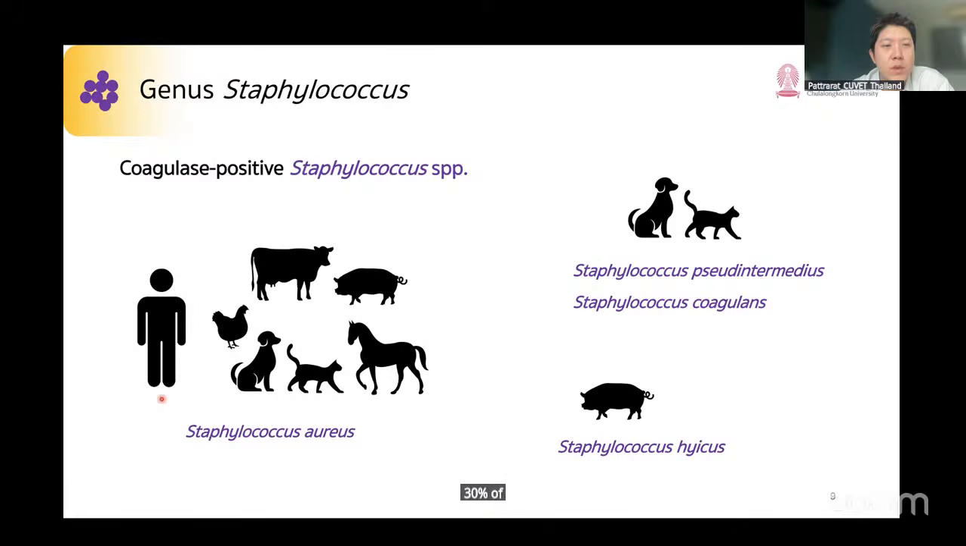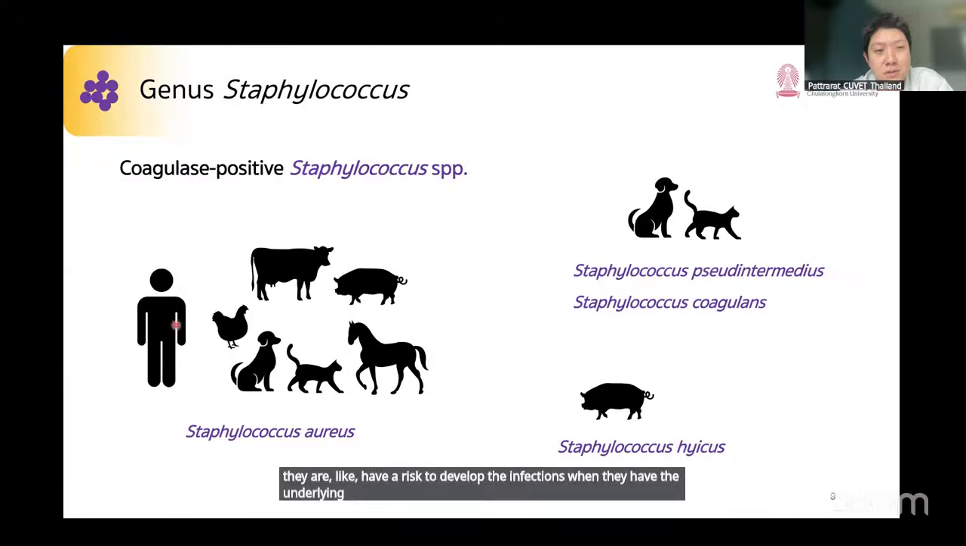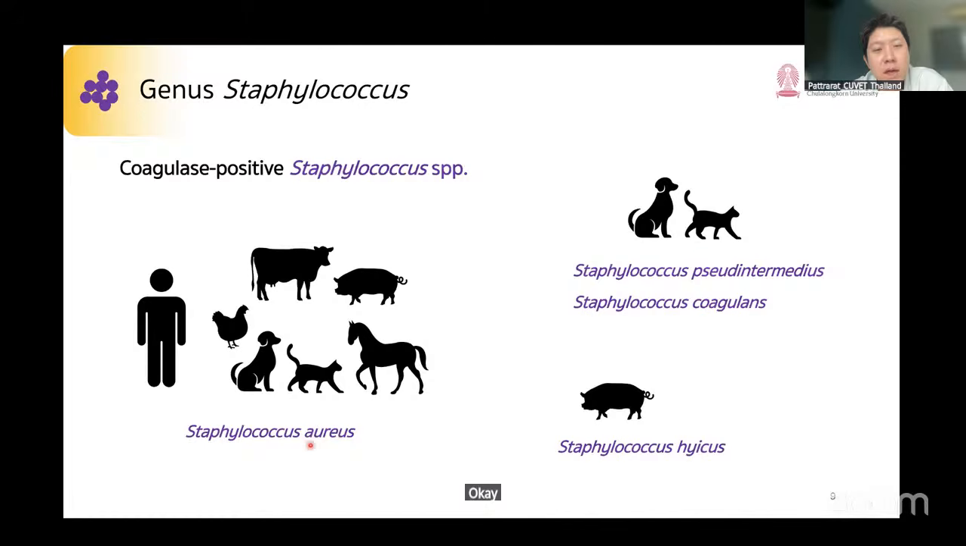30% of humans are colonized with Staph aureus, and they have a risk of developing infections when they have underlying conditions. Okay, and Staphylococcus aureus can also be isolated from various animal species, both food animals and companion animals.